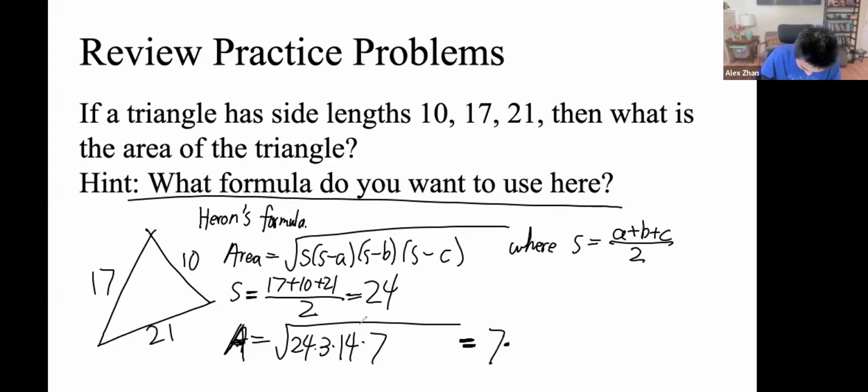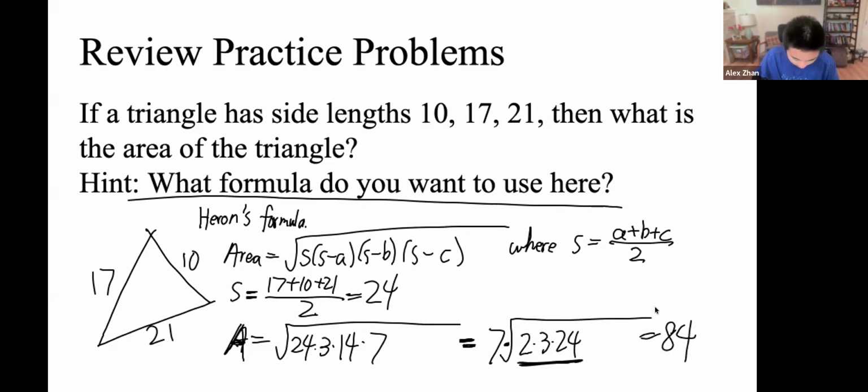If we first start factoring stuff out, we can take out the factor of 7, then it's 2, 3, 24. This is 144, the square root of that is 12, so 7 times 12 is 84. Thus our answer is 84. Okay, no one has any questions about this one, right? Okay.